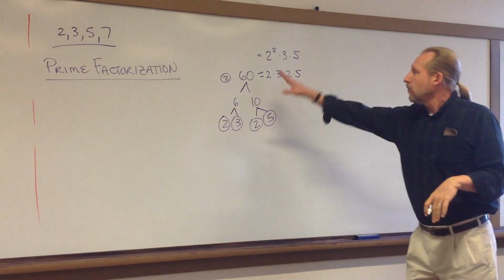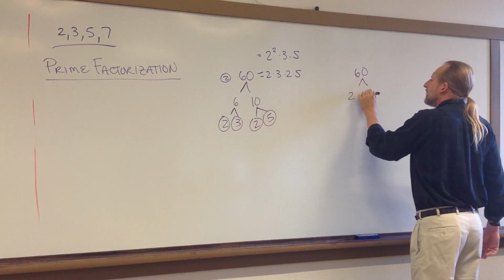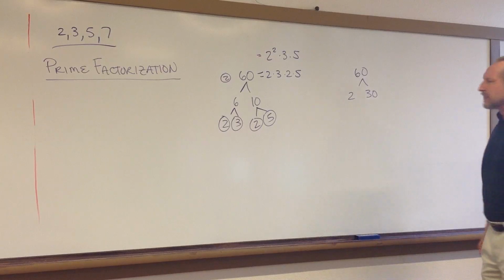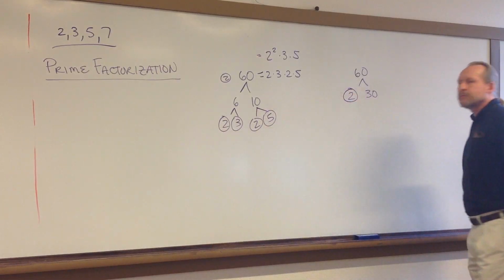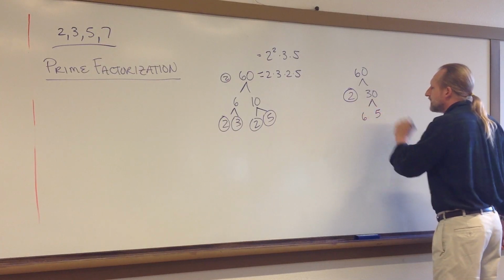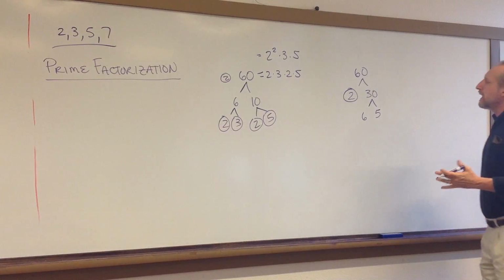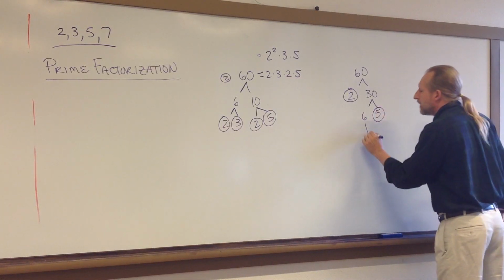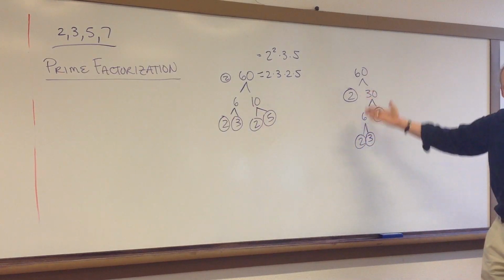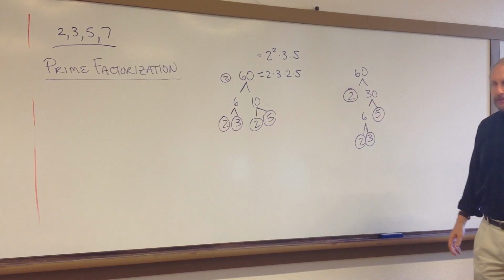Okay, now what if you had started out by saying, well, what if I did 2 times 30 for my first factors of 60? That's fine. The 2 is prime, so we'll circle it. The 30 is not prime. This is equal to, let's say, 6 times 5. You could have said 3 times 10 as well. It doesn't matter, okay? The 5 is prime. The 6 is 2 times 3. However you go about doing this, you will end up with the same prime factorization, okay?